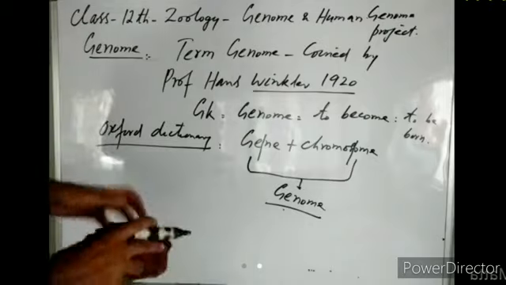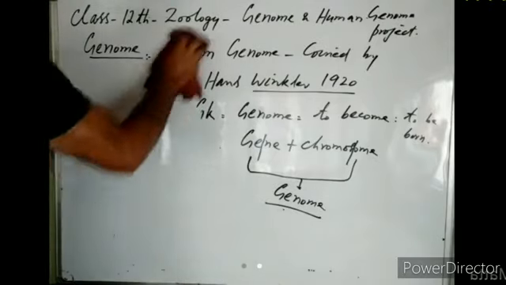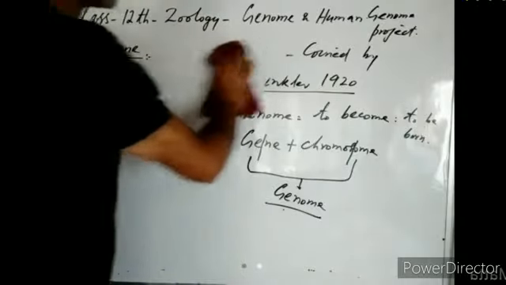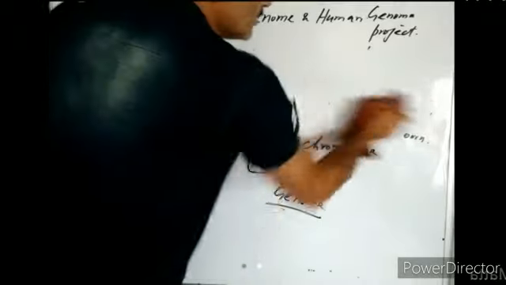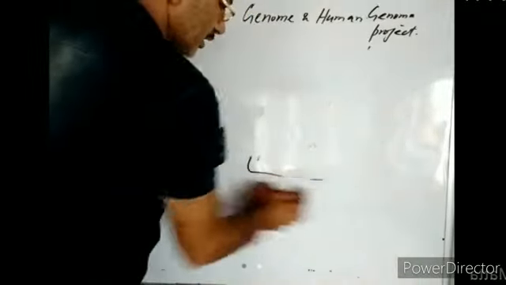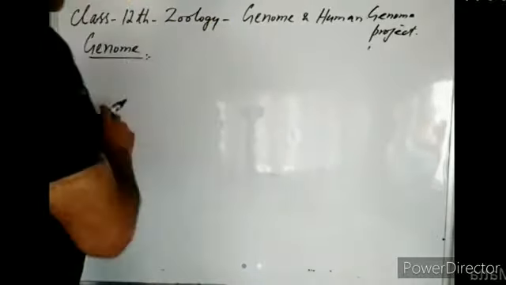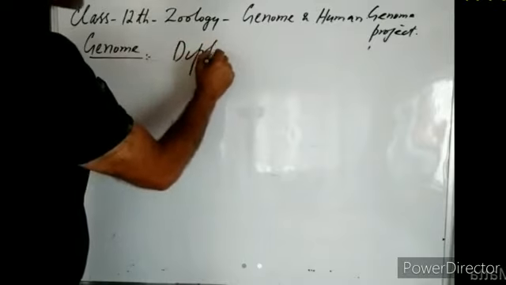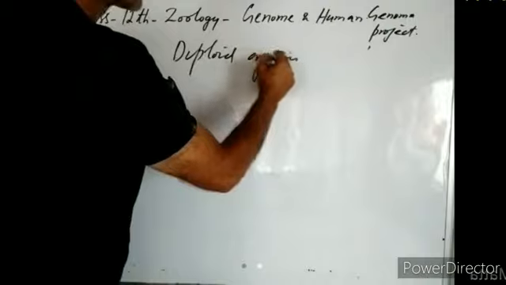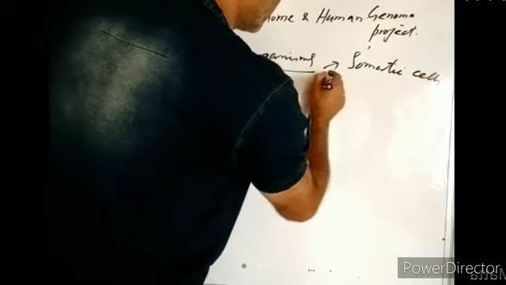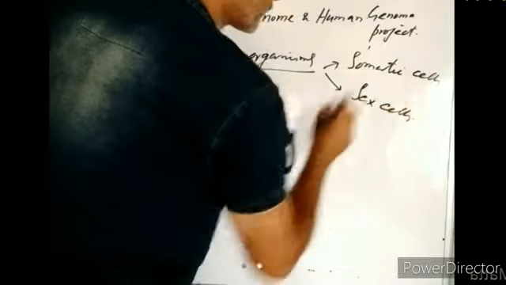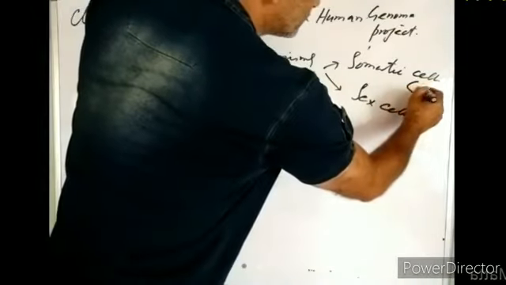So, what is this genome? How can you define a genome? In sexually reproducing organisms, there are diploid cells. Sexually reproducing organisms have diploid cells in their body, as well as they have haploid germ cells. So, in diploid organisms, there are somatic cells and there are sex cells. Somatic cells, they are diploid, and sex cells, they are haploid. That means sperms and ova, gametes, they are haploid, whereas somatic cells, they are diploid.